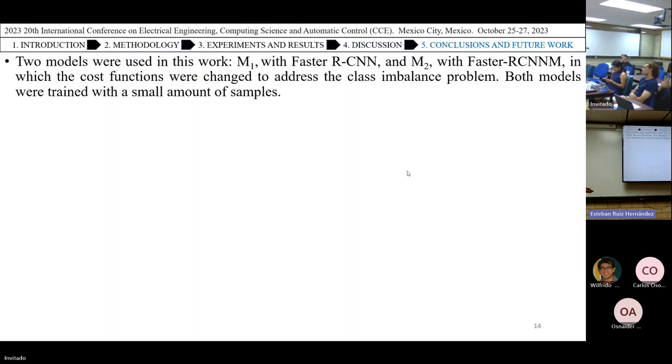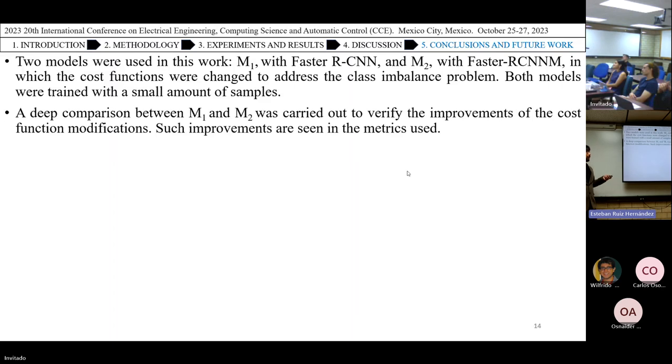So now, in the conclusions, we trained the Faster R-CNN and the modified Faster R-CNN, and we selected the model with the highest mAP in both cases. We see that the modifications improved the original model, as we expected, because we deal with imbalanced classes in the localization and classification stages. Also, we did a really deep comparison between the two models to see where the advantage of the modification of the cost functions is. Such improvements can be seen in the metrics that we used.